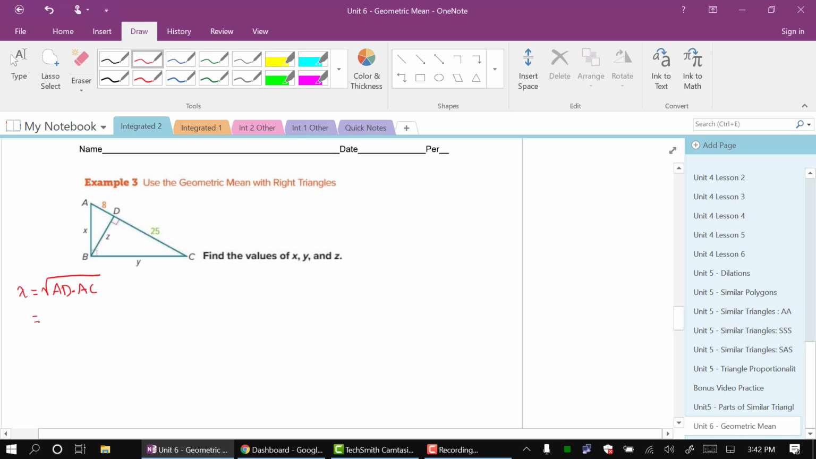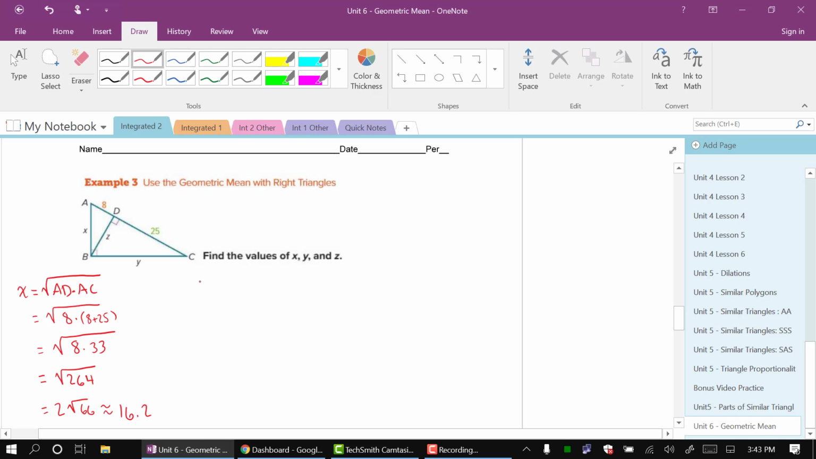So that's going to give me the square root of 8 times, well, AC is this whole thing, so that's going to be 8 plus 25. Well, 8 plus 25 is 33, so it's going to give me 8 times 33, which is the square root of 264. So this one, when we take the square root of this, is not as nice as the last one. This is going to give me 2 root 66, which is about 16.2. So that's what our x is.